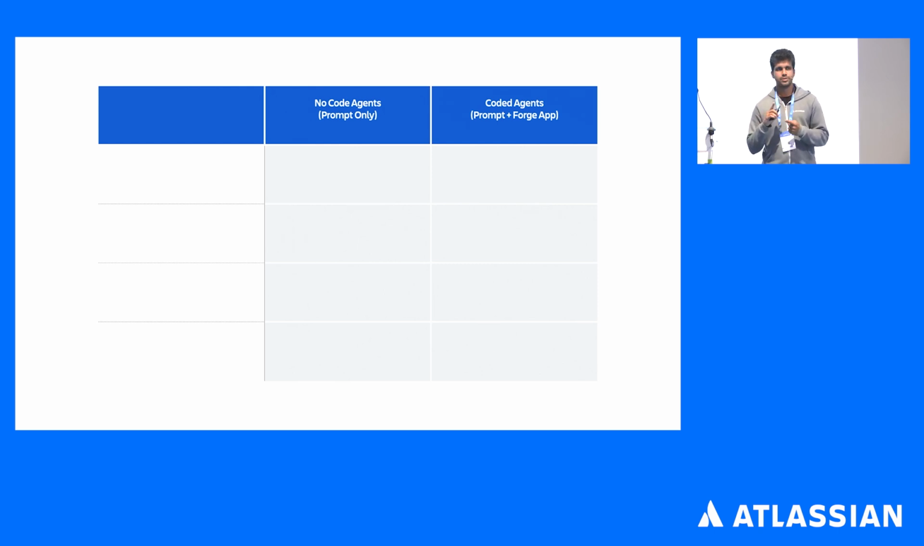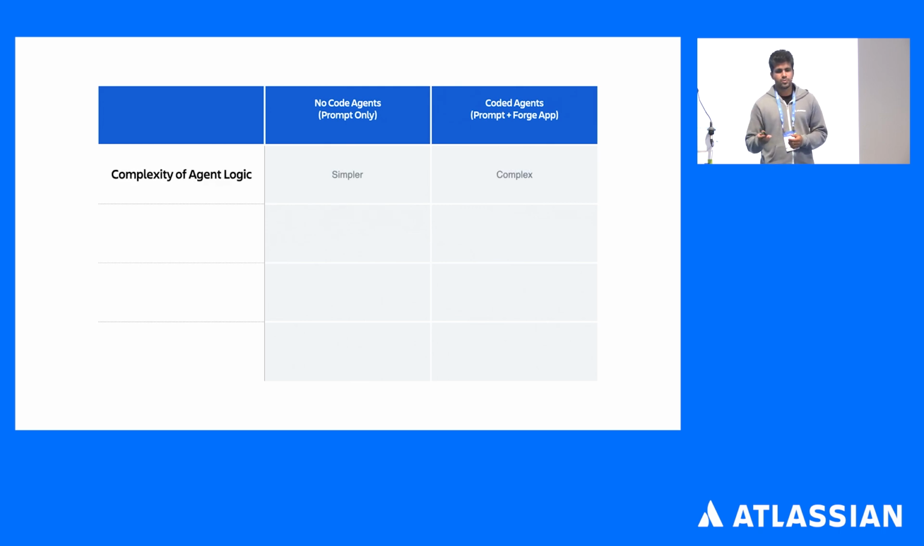One is the no-code way. You can do it through the Atlassian product UI, and all you have to do is specify the prompts. The UI product itself comes with some inbuilt actions and connectors. So the only variable, the most important one you have, is the prompt. And the second one is coded agents, which is your very own Forge app, but including a prompt too.